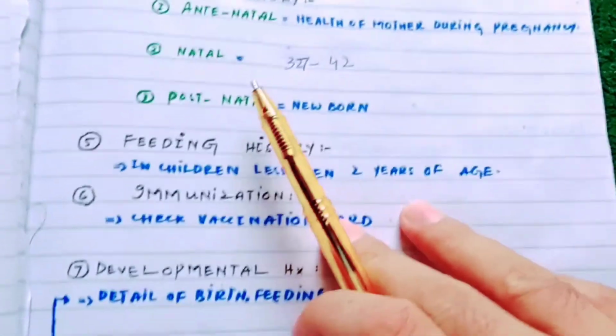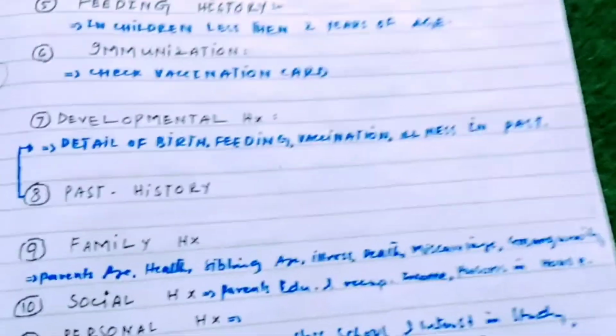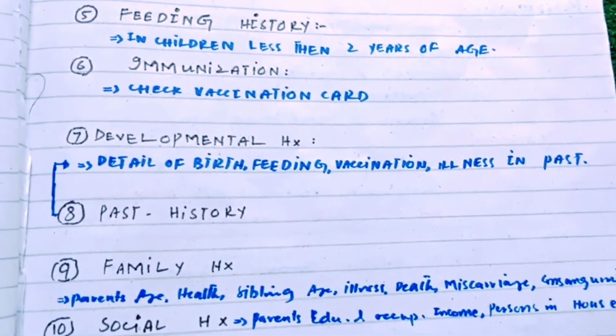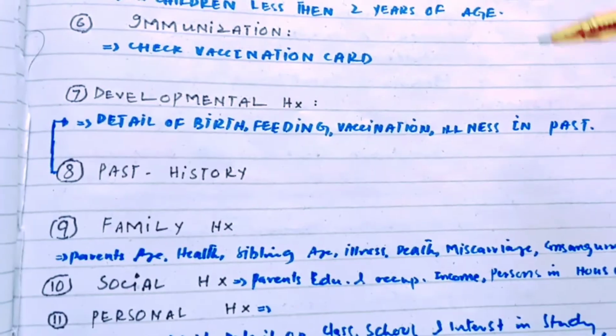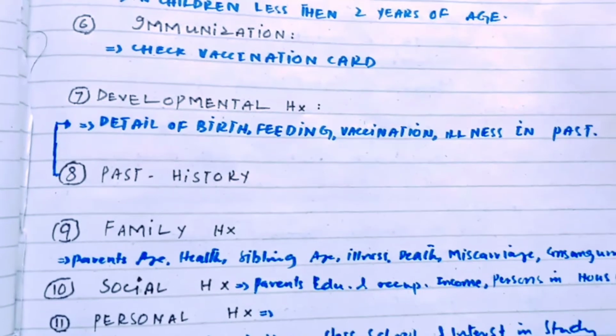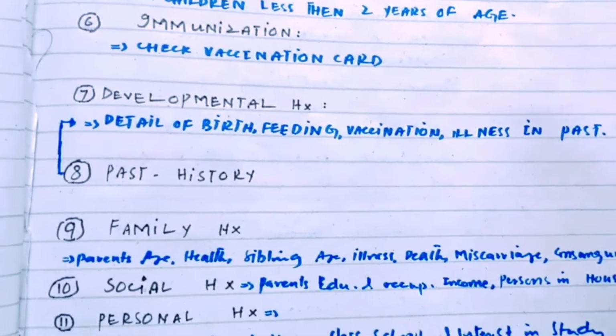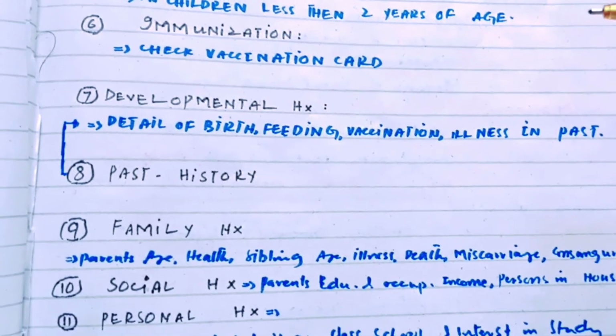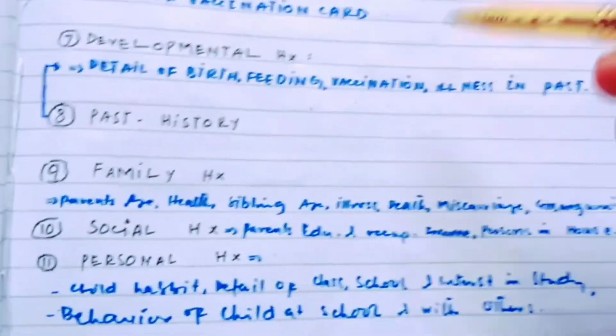Then ask about the developmental history. In developmental history, we normally inquire about when the baby started the first smile, the age at which he or she is able to hold the neck, and walk with or without support, and stand with or without support, etc. So this is the developmental history.